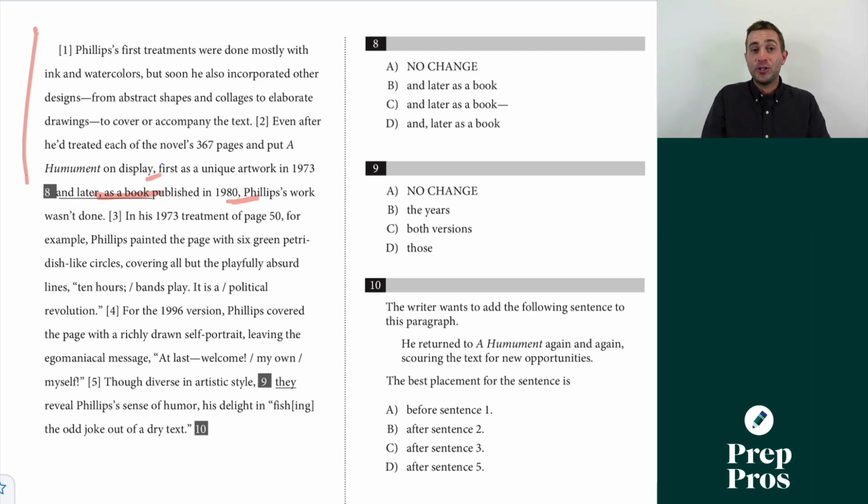Also something from the free trial you can learn. It's really all over the test, so it's really, really helpful. But pretty simply here, I can take all of this part of the sentence out and the rest of it works perfectly fine without it. Once I pull it out and it sounds perfectly fine without it, that gives me a relatively easy, consistent way, without getting into some of the super nitty-gritty details, of telling if something's right versus wrong. I can say, "Even after he'd treated each of the novel's 367 pages and put a humument on display, Phillips' work wasn't done." That works totally fine on its own. So that actually shows me that I don't need any punctuation here.